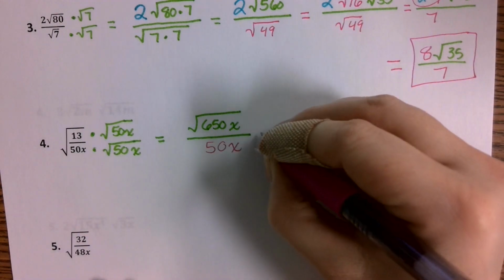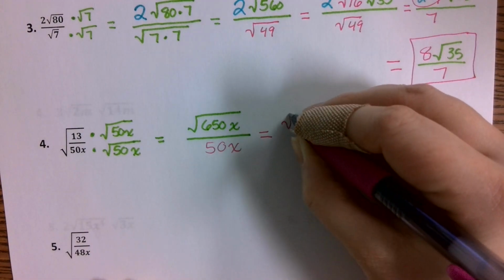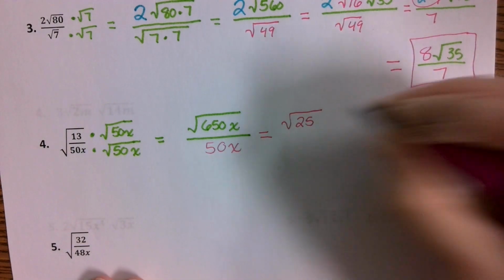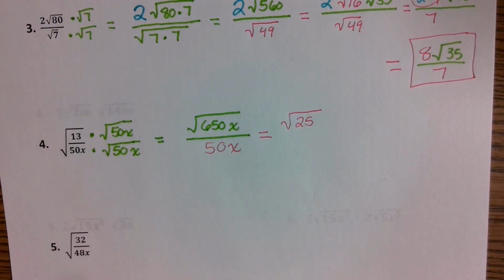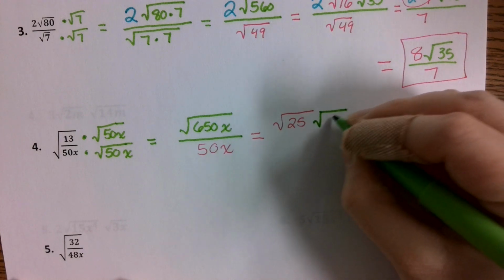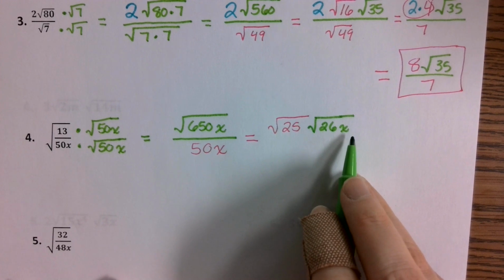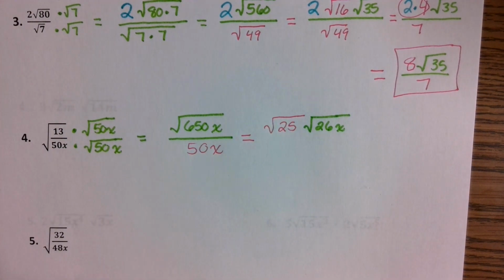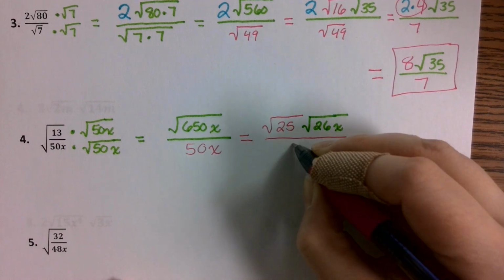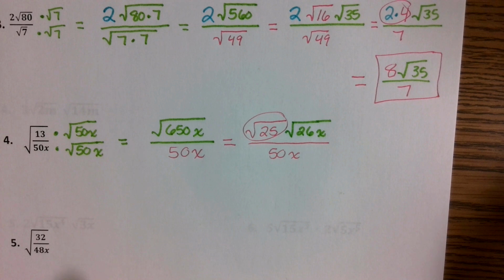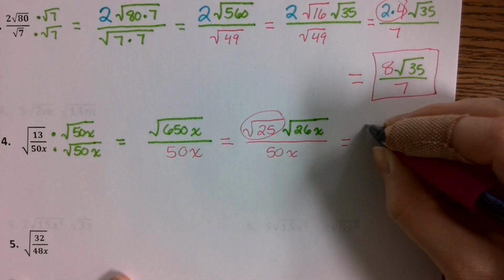But 650 can be broken down into the square root of 25, which is a perfect square. And what we're remaining with is the square root of 26x, because we already know x was not perfect. It's just a single value of x. And then all of this is going to be over that 50x. And now we just need to take that square root of 25. Square root of 25 is going to give us 5.